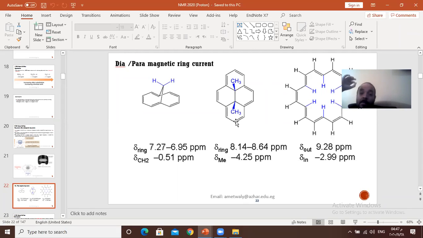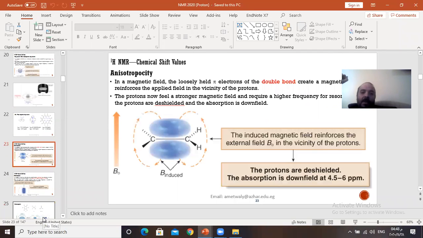This is also the same. If the metal is inside, it will appear at -4, but if it's outside, it's about 8. And this is also the same example. Another example of anisotropy is the double bond, the olefinic bond. In the olefinic bond, we have a sigma bond and we have a pi bond.